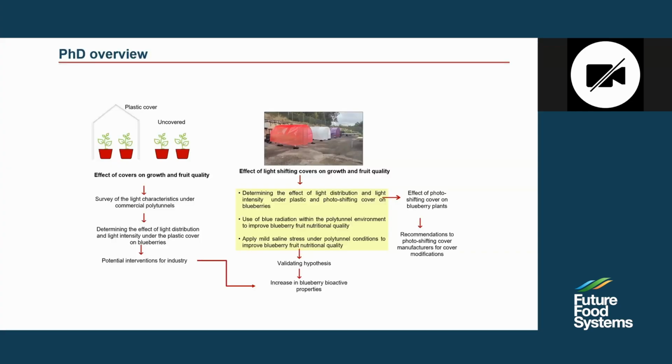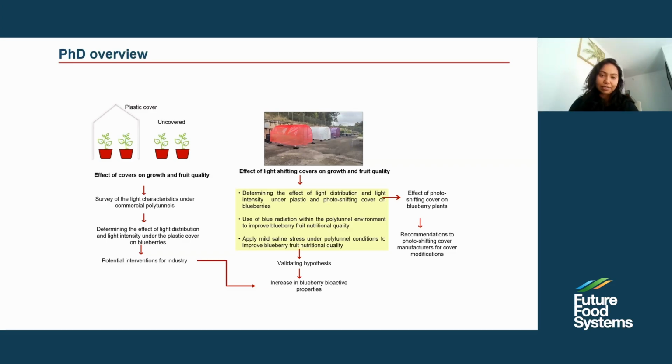So this is the overall overview of my entire PhD. There were three major interventions. To start with, the first is determining the effect of light distribution and light intensity, and how it impacts fruit quality and growth parameters.